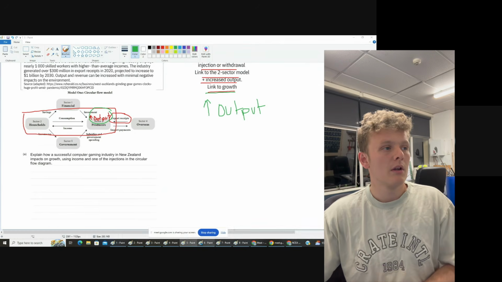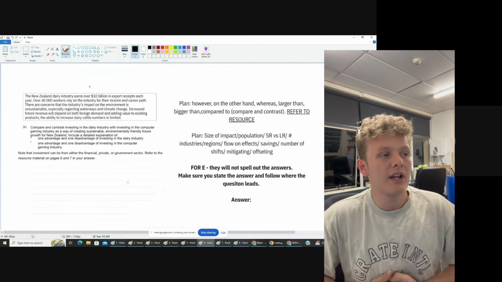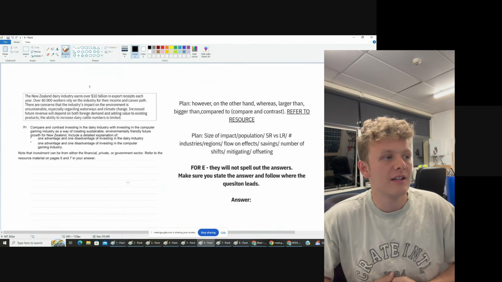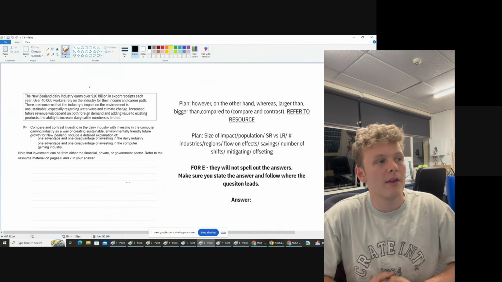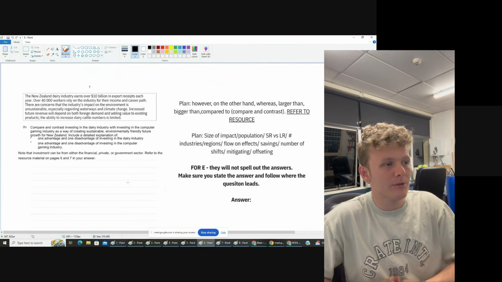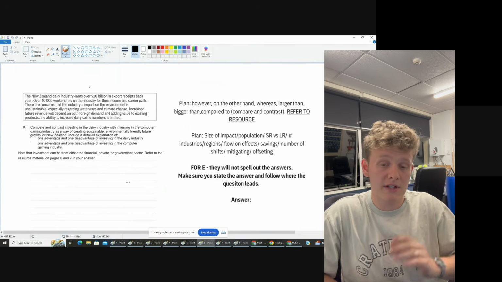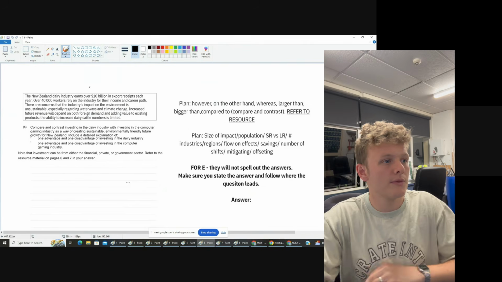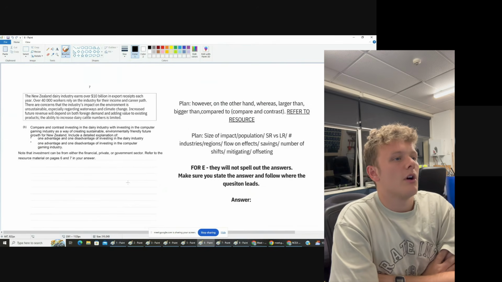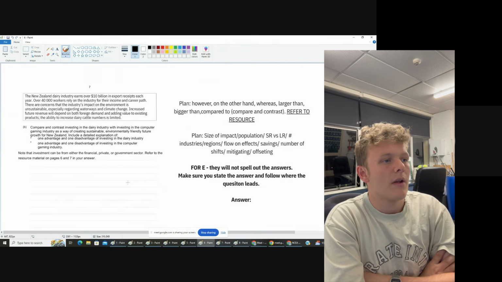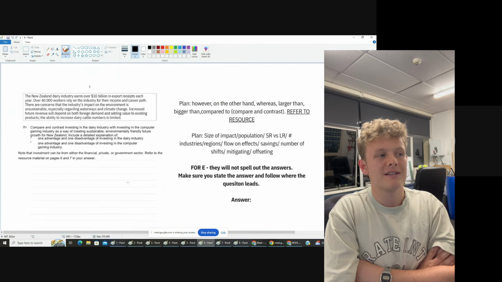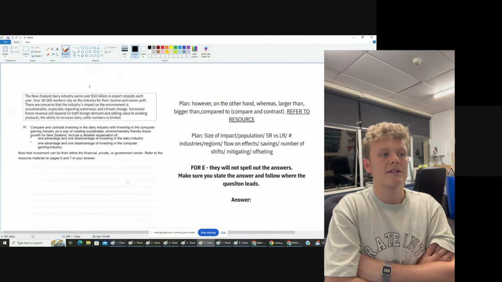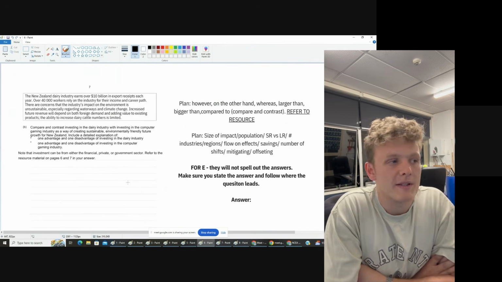Part B. New Zealand dairy industry earns over $10 billion in export receipts each year. Over 40,000 workers rely on the industry for their income career path. There are concerns that the industry's impact on the environment is unsustainable. So the last one says sustainable, this one says unsustainable. I'm going to note that. Regarding waterways and climate change, increasing future revenue will depend on both foreign demand and adding value to existing products. The ability to increase dairy cattle numbers is limited.